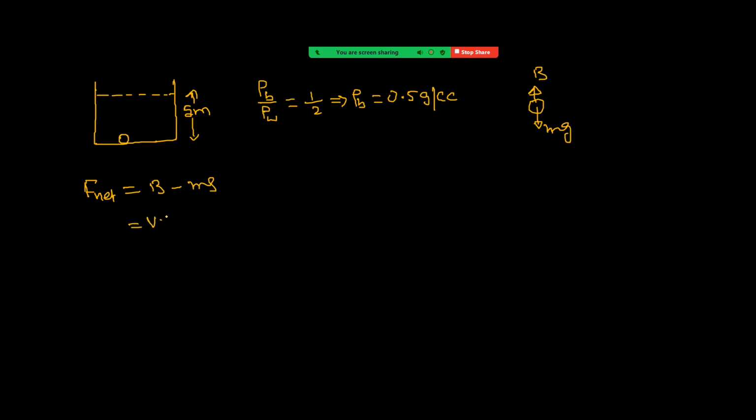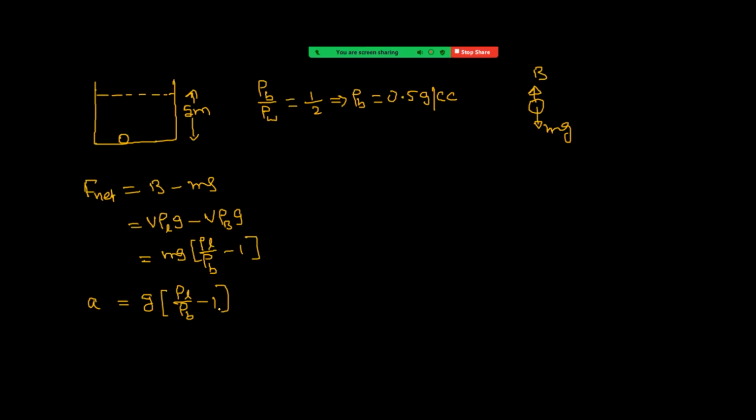Buoyancy force is volume of the body, density of liquid, into g, minus volume of the body, density of the body, into g. Again, I am taking mg outside, remaining is density of liquid upon density of body minus 1. Now see what is acceleration. Acceleration equals net force by mass, right? It is g into (rho L upon rho B minus 1).